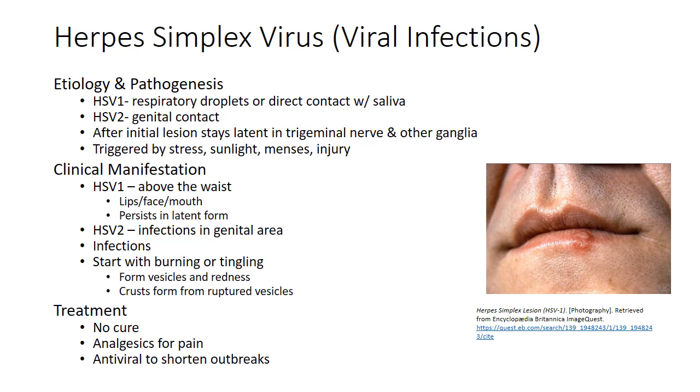After the initial outbreak, the virus stays in the body. It lies dormant in the trigeminal nerve and other ganglia, just waiting for the patient to become stressed. Maybe they get ill, maybe they have stress from school, or women on their menses, but whatever it is, it can return. Some people have as many as 10 of these often painful outbreaks every year.